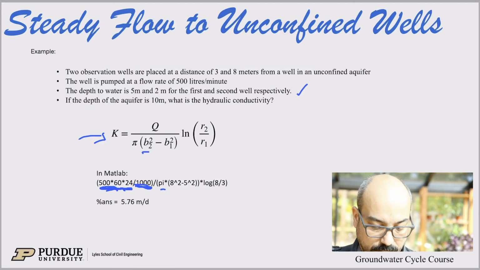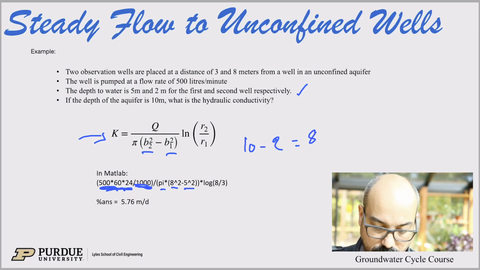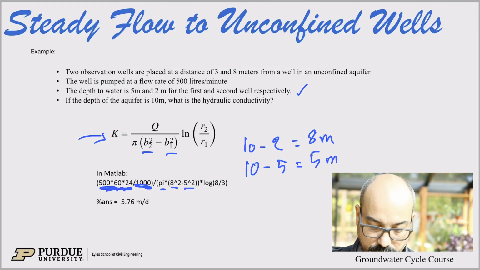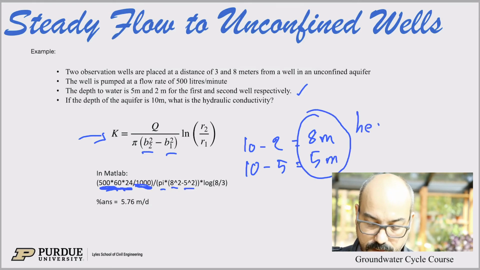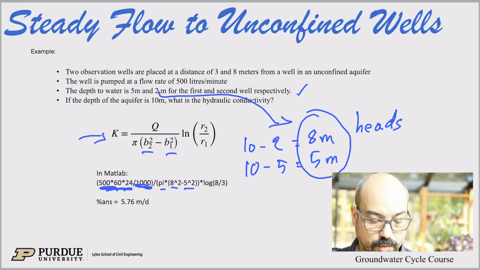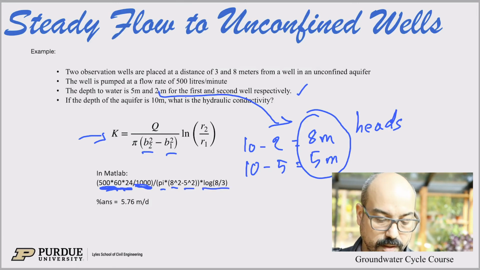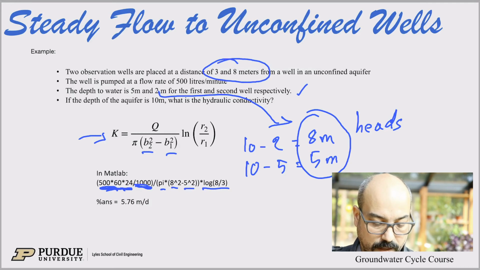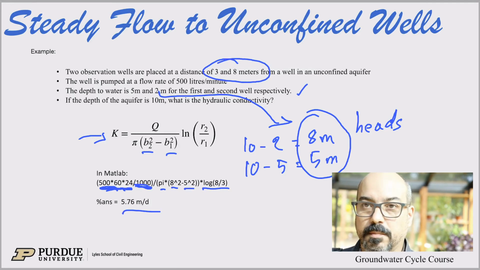Divided by pi, and then 8 squared minus 5 squared. Again, the reason is because it's 10 meters minus 2, right? So 10 minus 2 equals 8 meters. And then 10 minus 5 equals 5 meters. So these are the actual heads, right? So now we have the heads, so we place those in, h2 squared minus h1 squared, and then the log of r2 over r1, so 8 and 3 meters right here. Okay, and then the answer is 5.76 meters per day.